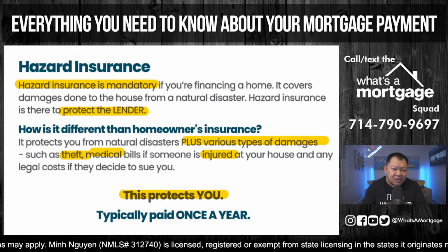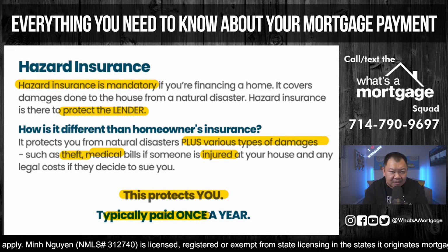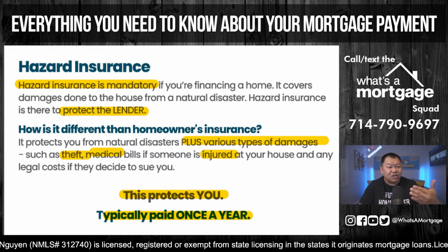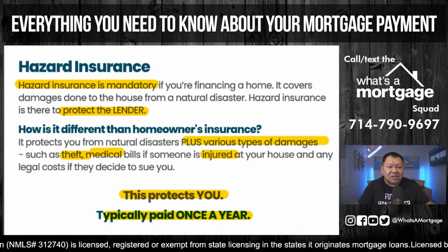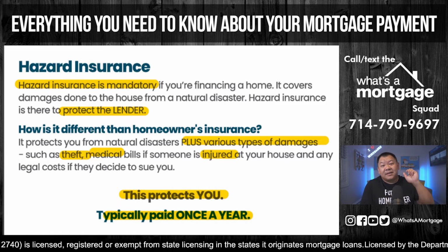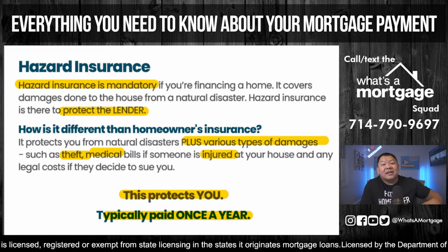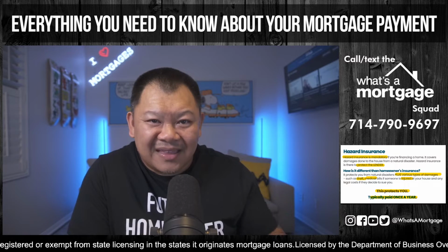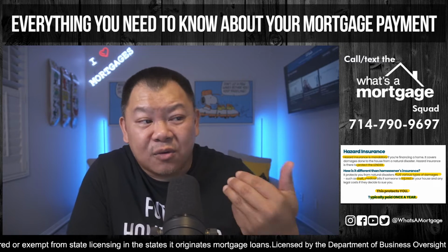Typically, when you get hazard insurance, you're going to pay 1 year up front. And then if your account is impounded, that means you make your mortgage payment with your tax insurance. They collect your hazard insurance and they pay it the following year. But if your account is not impounded, they typically will pay 1 year up front. And then the following year, they will send you a bill for hazard insurance. That's a second main factor included in your mortgage payment.